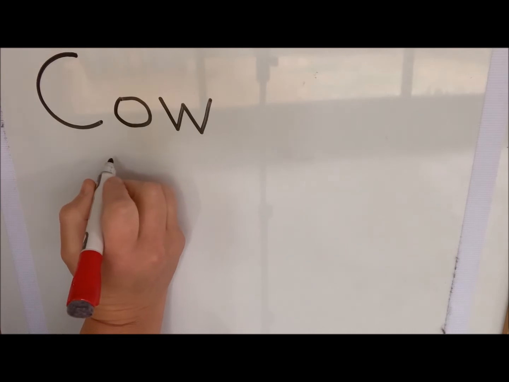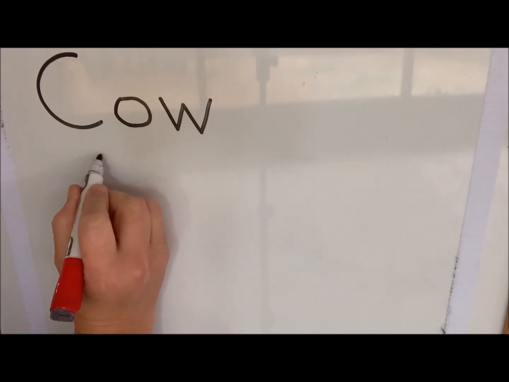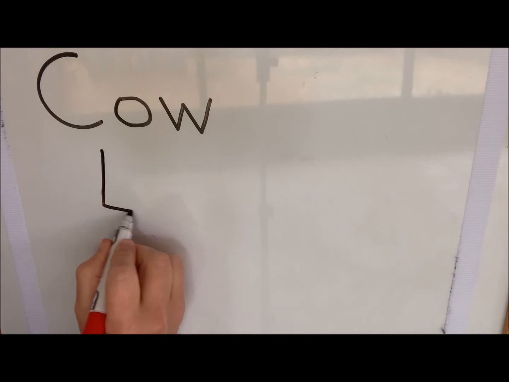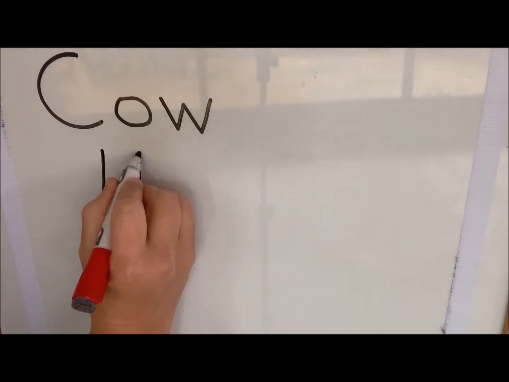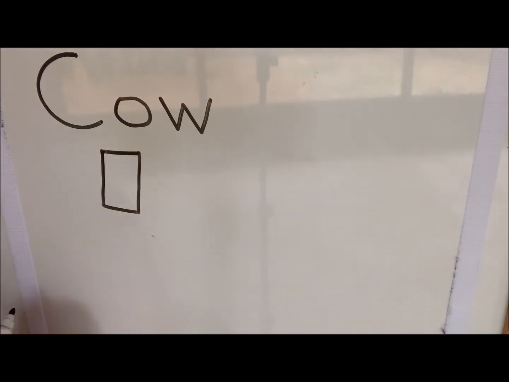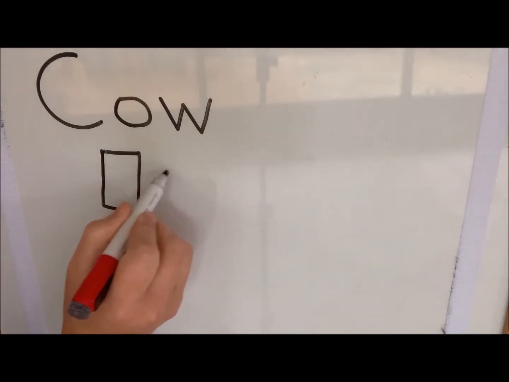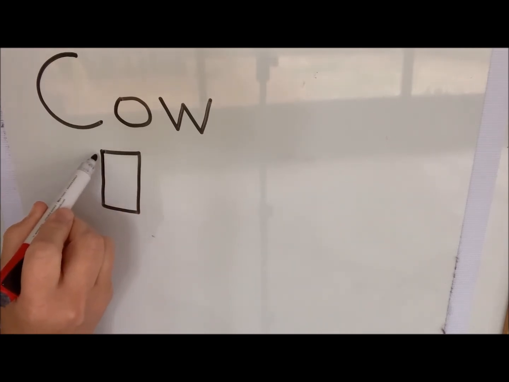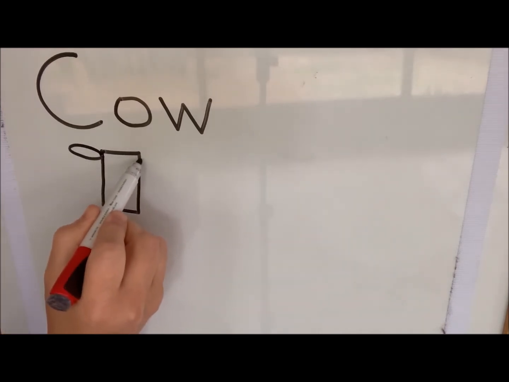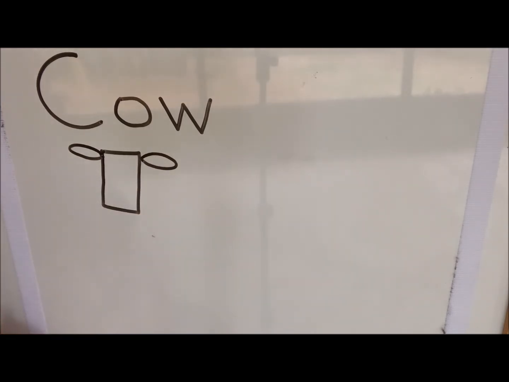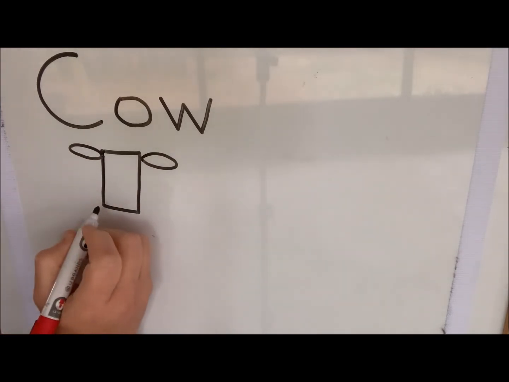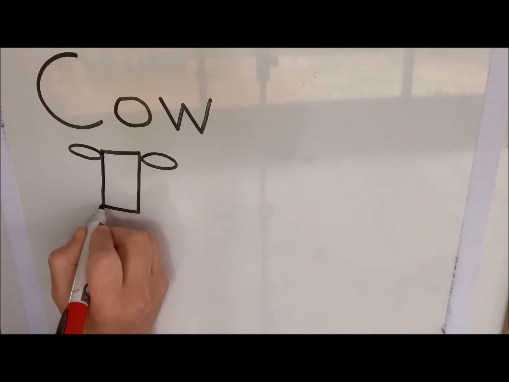Cow. All right, I need to think about what shapes I should use for a cow. A cow has a long face. It doesn't have a circle-shaped face. It has more of a rectangle. So I'm going to draw a rectangle. I'm going to draw an L, and then I'm going to draw up and over. There's my cow face, kind of rectangular. Then a cow has ears that stick out on either side, and they're kind of oval-shaped. There's my cow's ears.